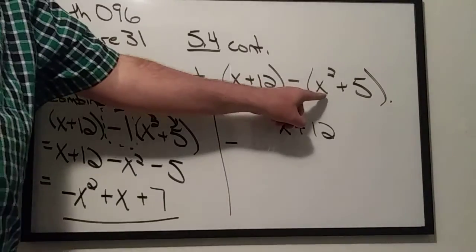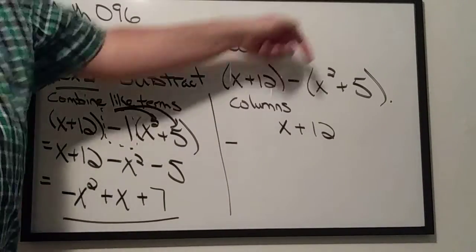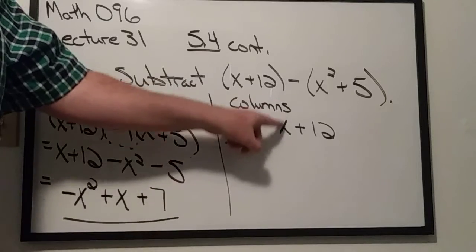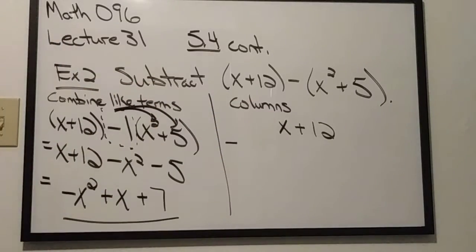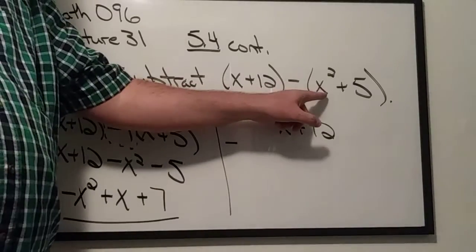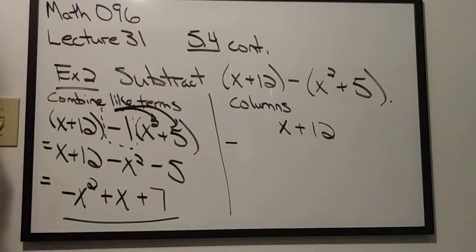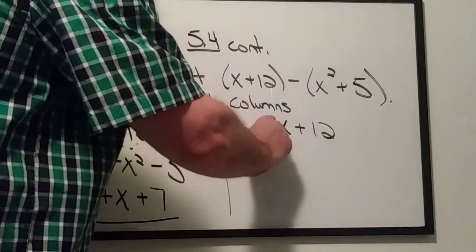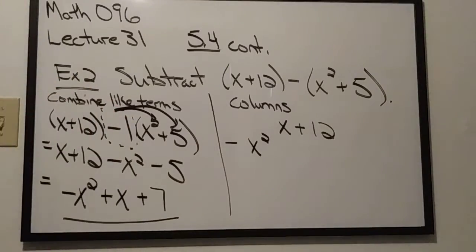So notice here I have an x squared. I don't want to put that x squared in the same column as this x to the first piece from my first polynomial because they don't have the same power. So in fact, I want to put this x squared next door in a whole new column. So I'm going to put the x squared right there in my first column.